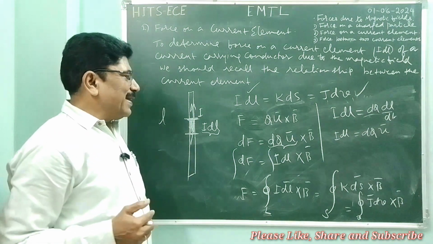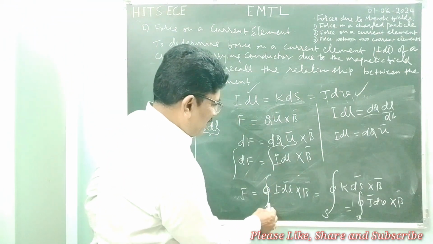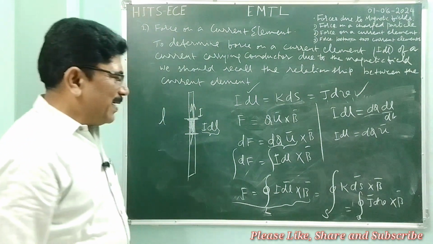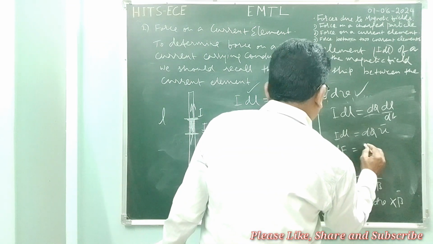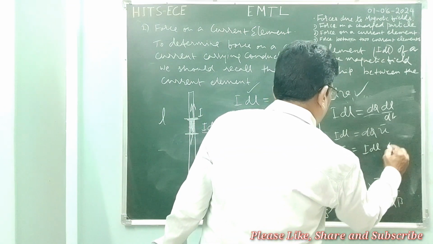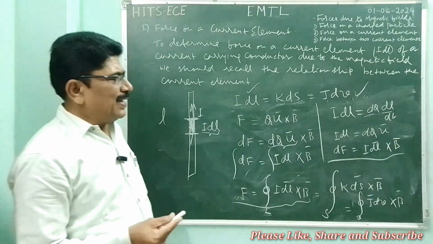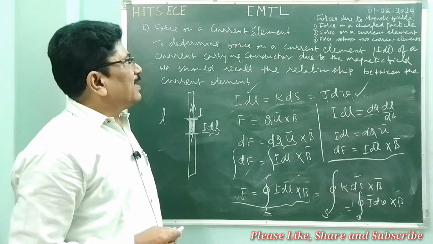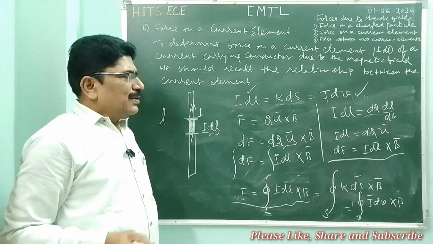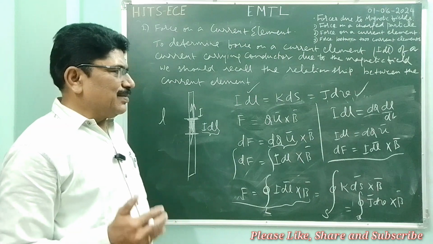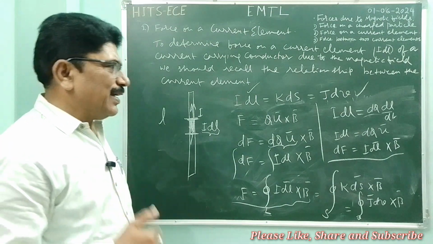We can also define the magnetic field from this current element. This is the current element. So we can define the magnetic field from dF = I dl cross B. It is defined as the force per unit current element. So B is equal to dF by I dl. That is, the magnetic field is equal to the force per unit current element. In that way also we can define the magnetic field.